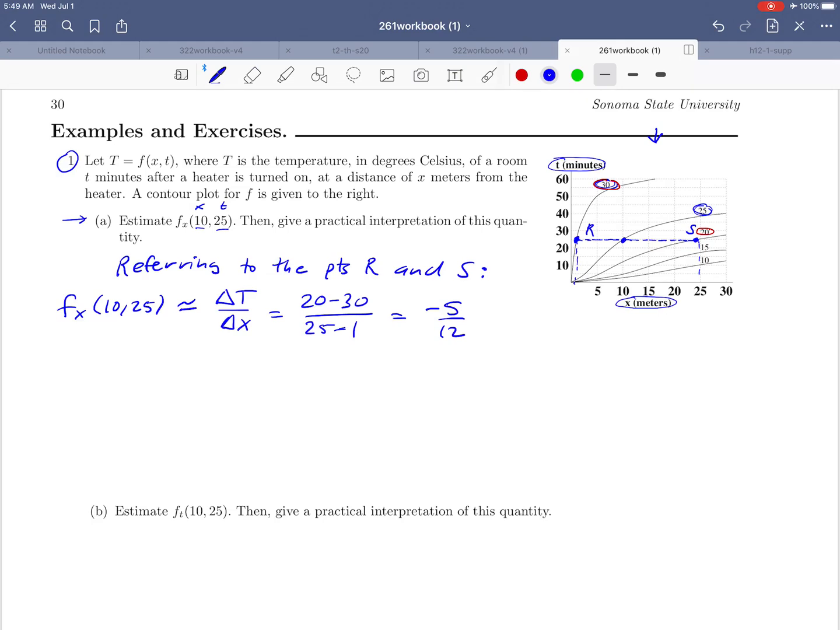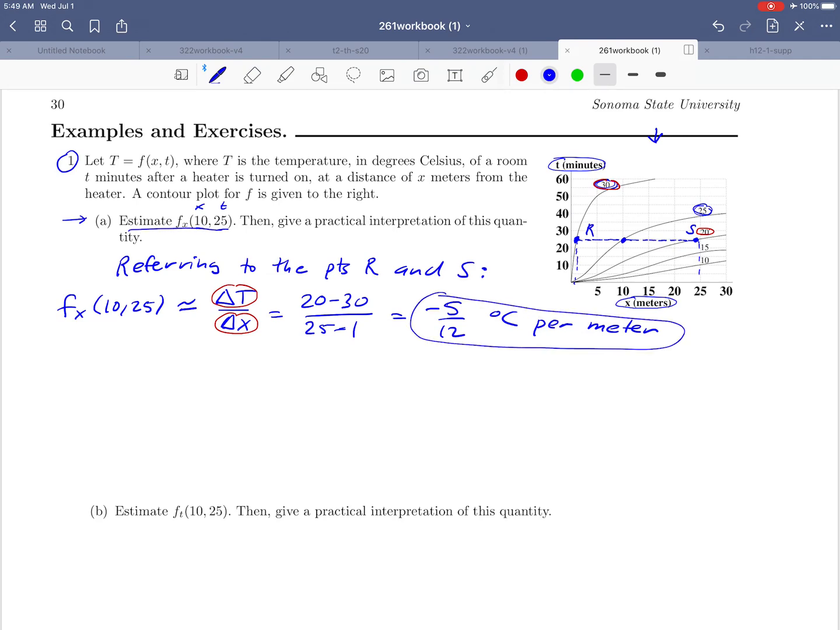What would the units on this be? Well, we can always get units by thinking about what the units of the numerator and the denominator are. Capital T is temperature, so that would be degrees Celsius, and x is meters. So this would be degrees Celsius per meter for our units. Okay, so we've answered part of the question.